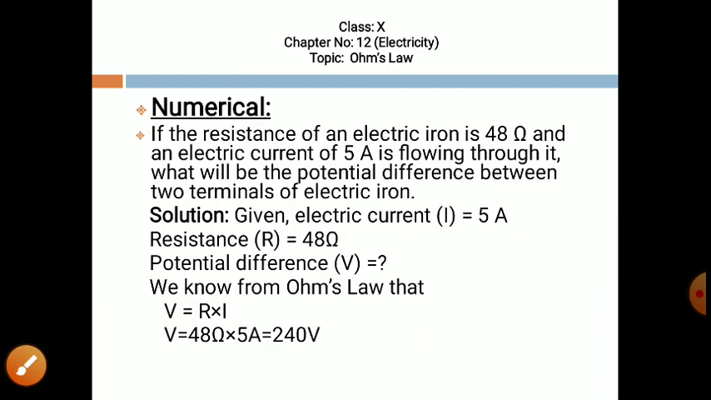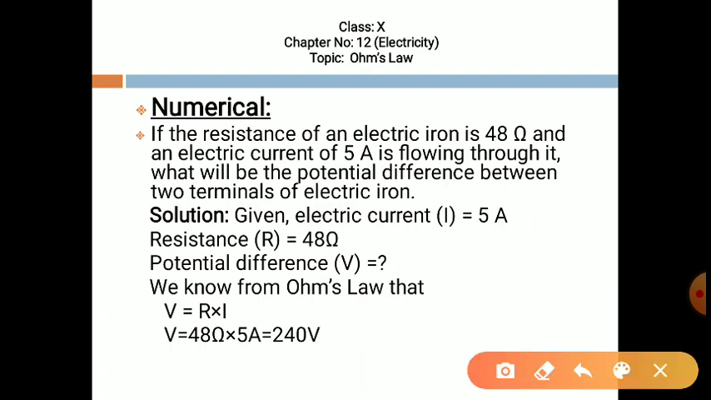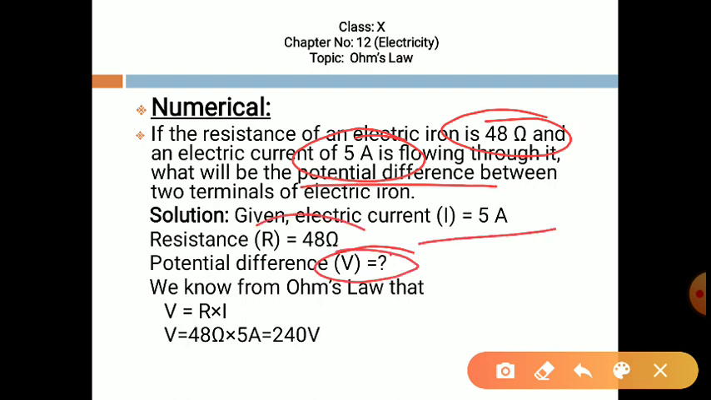Now here is a straightforward numerical for you. The resistance of an electric iron is 48 ohm and the current flowing through it is 5 ampere. Find out the potential. So you are supposed to find out V. I is 5 ampere and R is given 48 ohm. From the formula V is equal to IR, you just multiply resistance and current, as both are in SI units, and we conclude 240 volt is the answer, the potential across this electric iron.